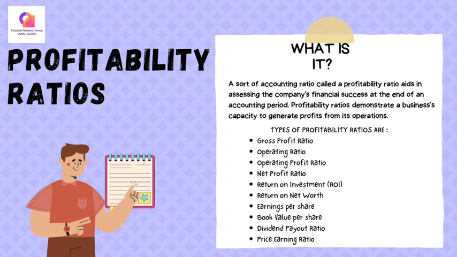What are profitability ratios? Profitability ratios are a class of financial metrics that are used to assess a business's ability to generate earnings relative to its revenue, operating costs, balance sheet assets, or shareholders' equity over time, using data from a specific point in time.